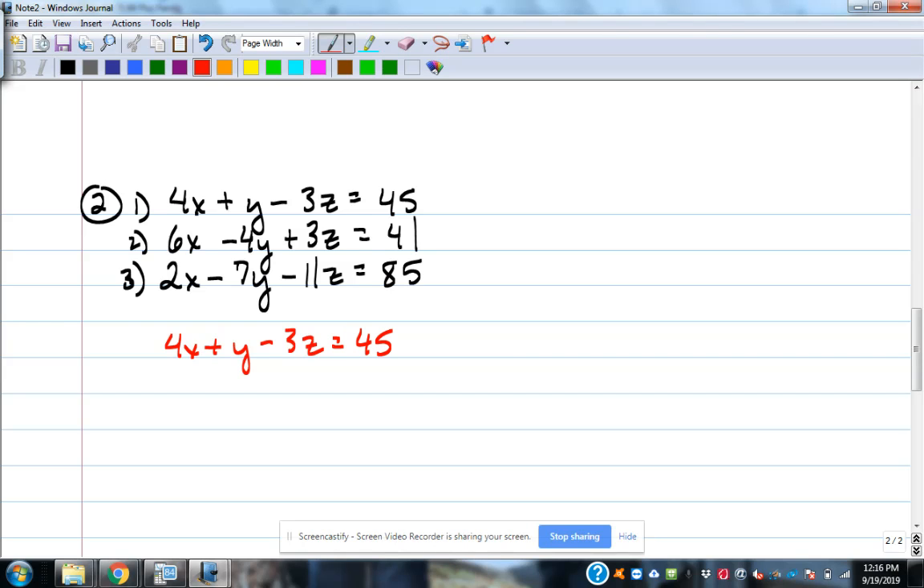But to eliminate, what do I have to do to the third one? I've got to multiply by -2. So I'm just going to go ahead and do that multiplication. That'd be -4x plus 14y plus 22z. And then I got to do 85 times -2. So that'd be -170.